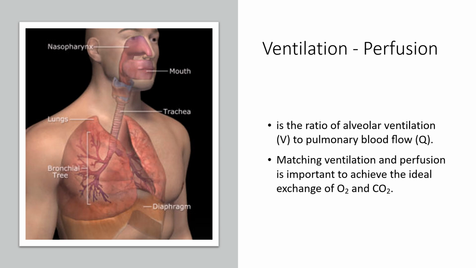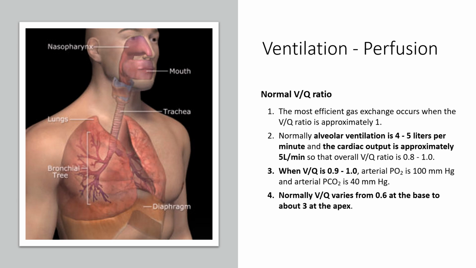The ventilation perfusion ratio, or VA over QC, is the ratio of alveolar ventilation, V, to pulmonary blood flow, Q. Matching ventilation and perfusion is important to achieve the ideal exchange of O2 and CO2. What is the normal VQ ratio? Now, the most efficient gas exchange occurs when the VQ ratio is approximately 1. Normally, alveolar ventilation is 4 to 5 liters per minute and cardiac output is approximately 5 liters per minute, so overall VQ ratio is 0.8 to 1.0.